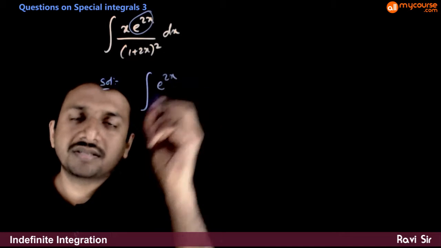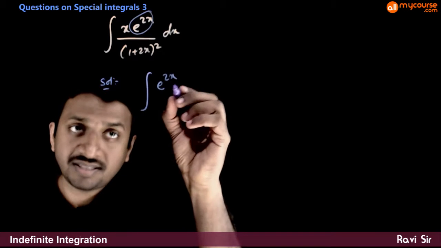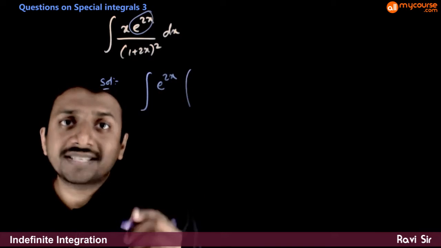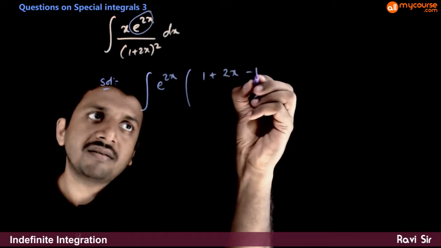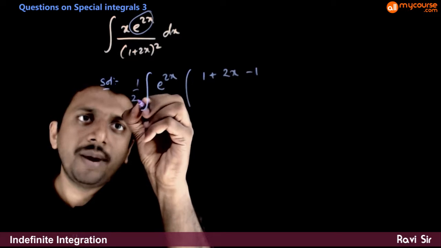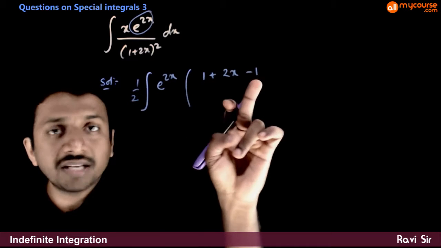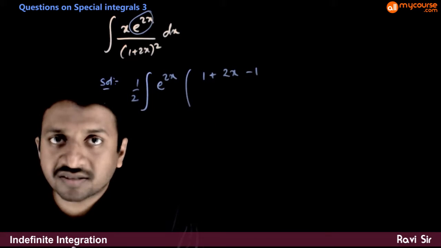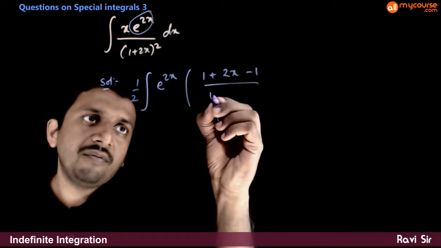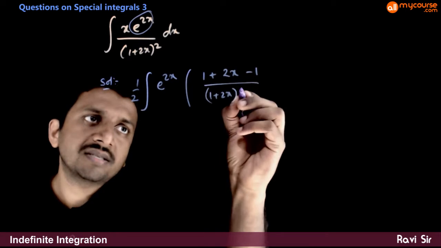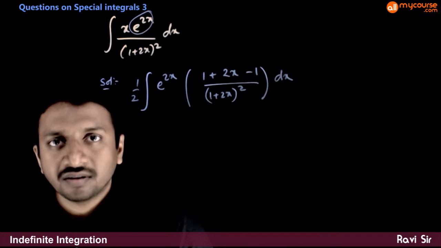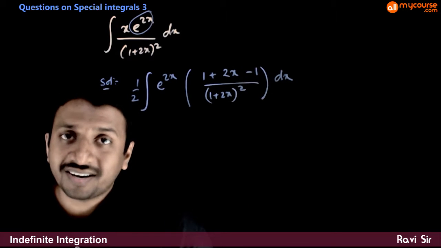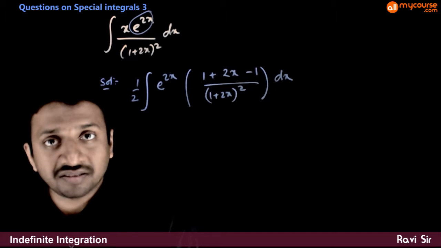e power 2x is separate. So now x can be written as (1 plus 2x minus 1) by 2, right? So 1 minus 1 gets cancelled, 2x by 2 is x, and divided by (1 plus 2x) whole square dx. So what is the use of writing the given expression like this?